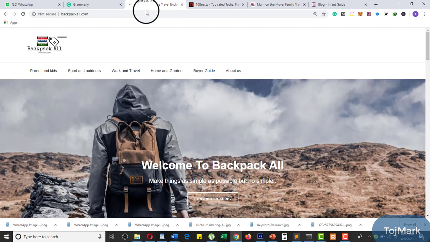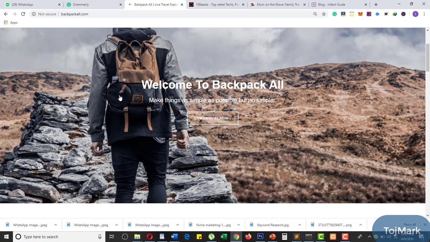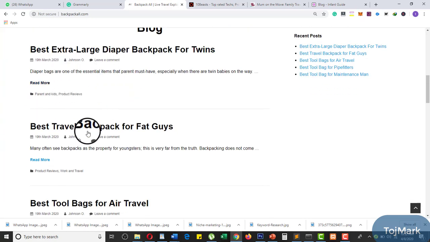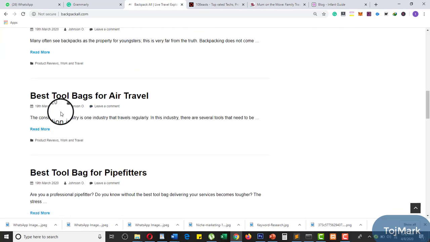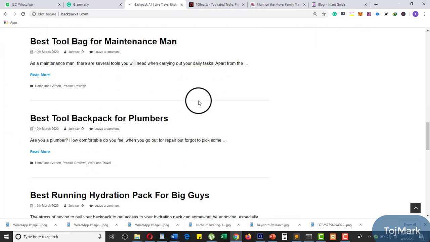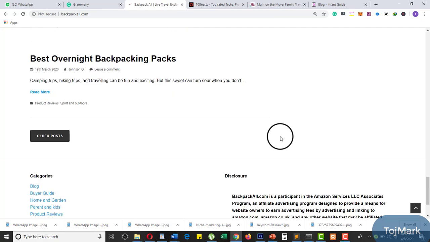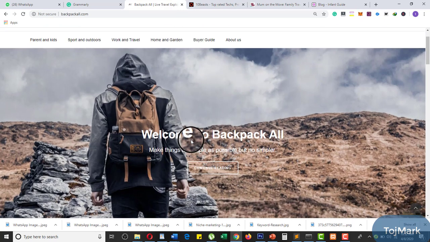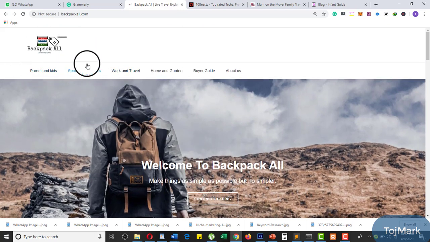Okay, let's look at backpacker.com. Let me use this as an example too, as a case study. Parent and kids, sports and outdoors, work and travel, home and garden. What is this all about? It's about backpacks. This is a review article: best travel bag for fat guys. But I think it's a new website. It's one of my websites actually. It's a new website, so this is how I categorize it.